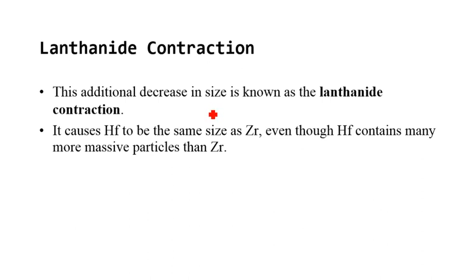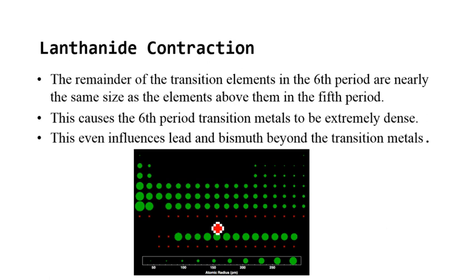It causes hafnium to be the same size as zirconium, even though hafnium contains many more massive particles than zirconium has. So let's look at that. The graphic's not great, but this is moving across lanthanum all the way across to ytterbium. Now, keep in mind, this is zirconium right here, where I'm hovering. So even though our F block is way down here, the size isn't that different.